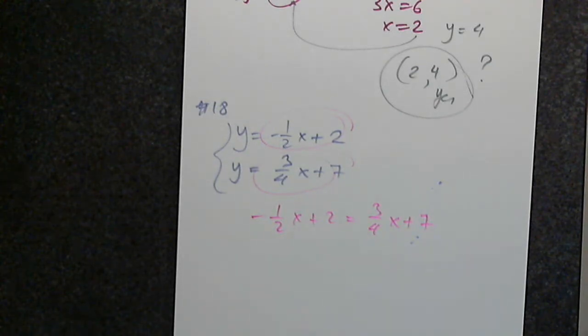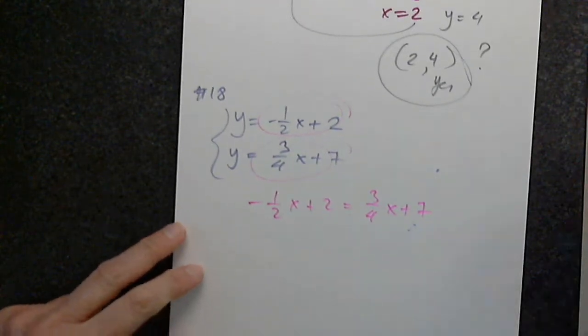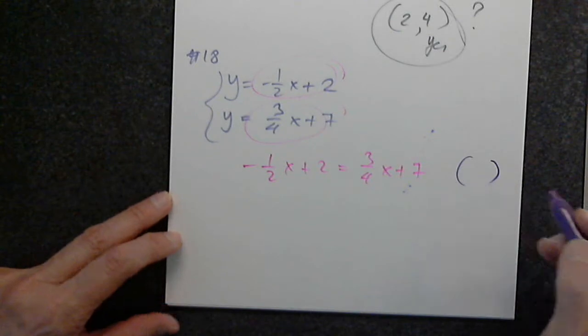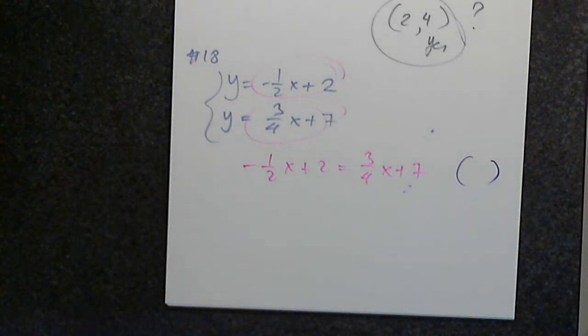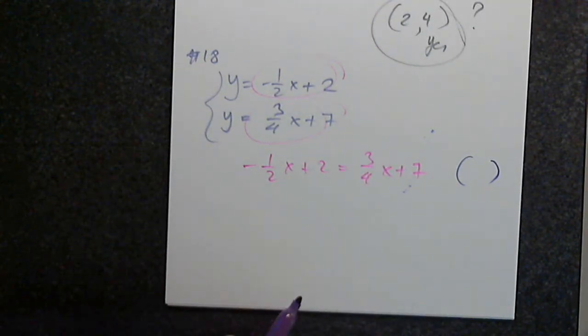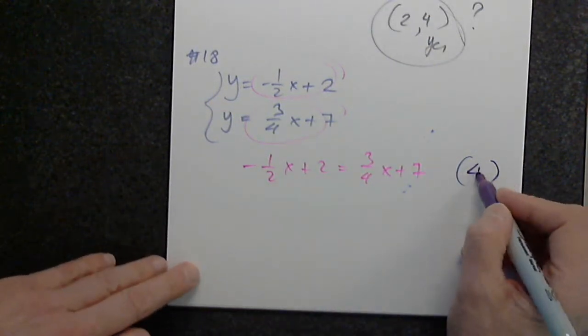So how do I solve such an equation? What is it, first of all? Linear equation, very good. I recommend let's get rid of fractions. What should I multiply both sides by to get rid of all fractions here? That is too much. It's not wrong, but it's too much. What is the least common denominator of 2, 1, and 4? Exactly, 4 indeed.